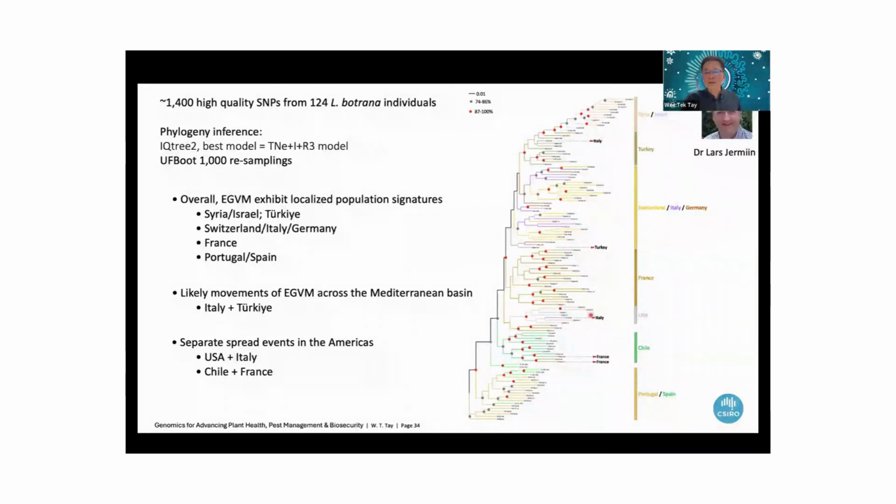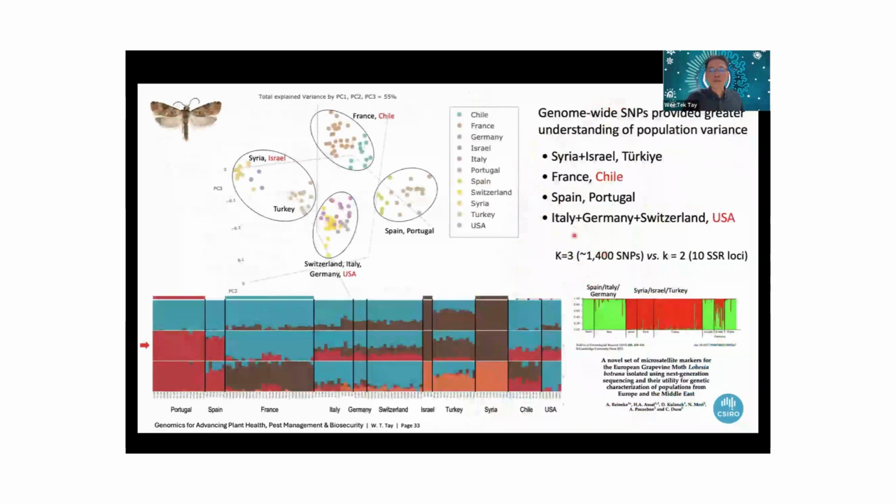Again, Italy seems to be repeating itself. And France, again, being detected in Turkey. So these are identified potential biosecurity hotspots, but importantly, they allow us to understand that this species, despite the fact that they are a winged insect, is quite sedentary. They don't move very much.